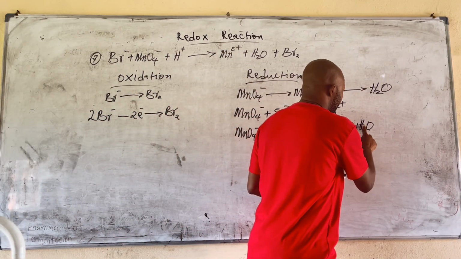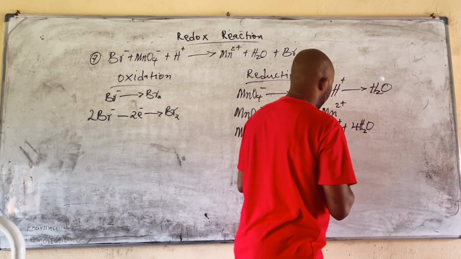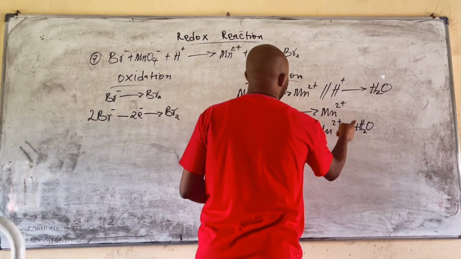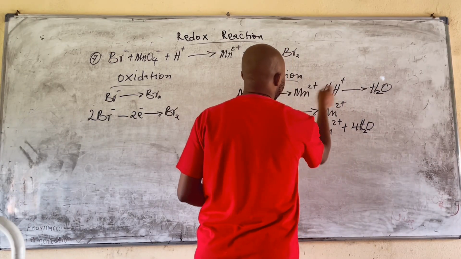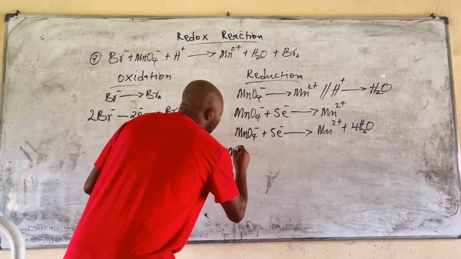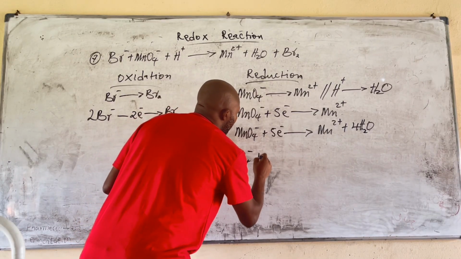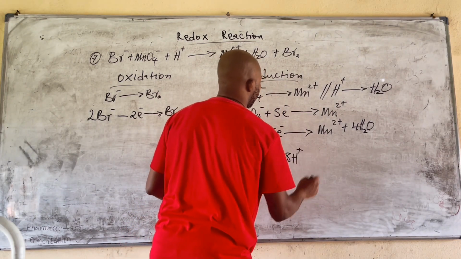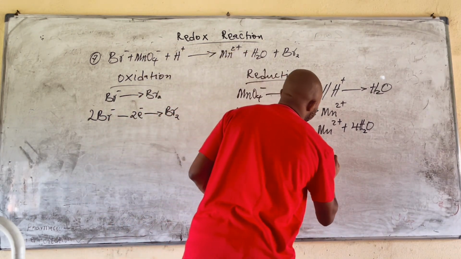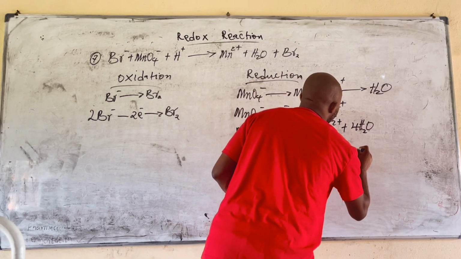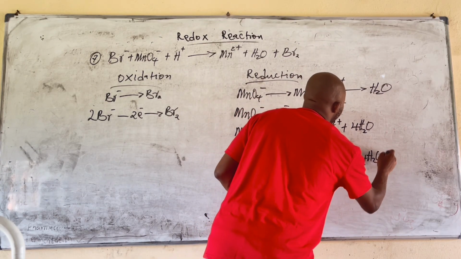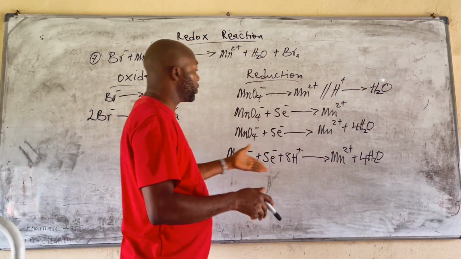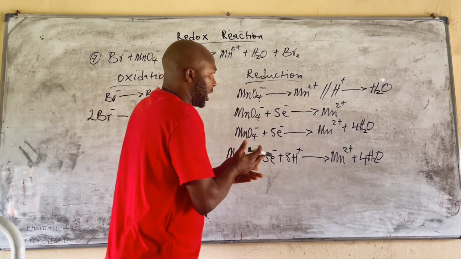Alright, let's write it well. Now, this one has been introduced. Now I have to introduce 8 hydrogen this side. So this guy will now be balanced this way. I have MnO4 minus plus 5 electron plus 8 moles of hydrogen plus to give us Mn2 plus, 4 moles of water. So by this you see that the hydrogen and the water molecule have been introduced into the equation. So that is just it.